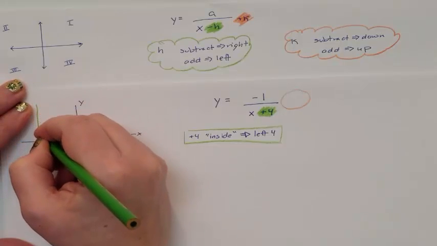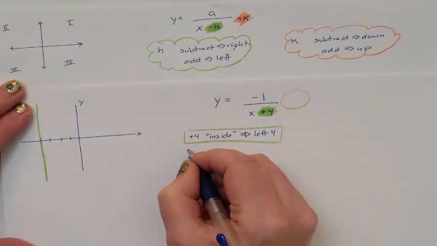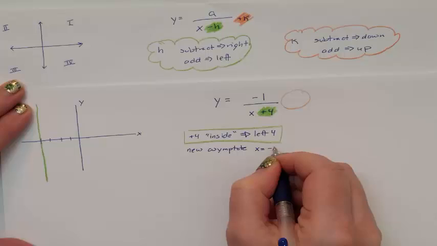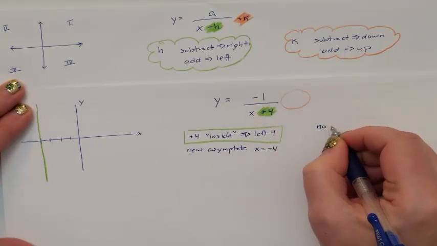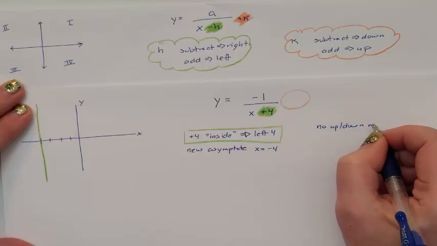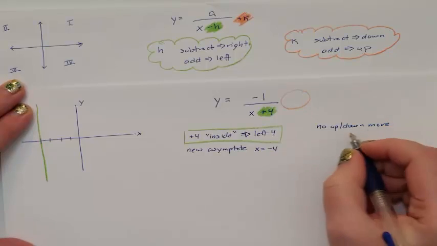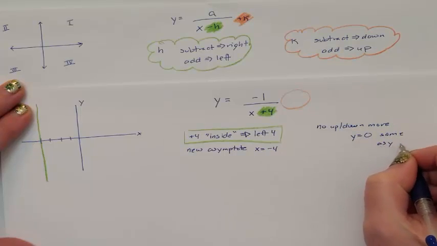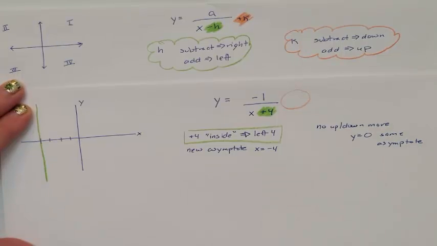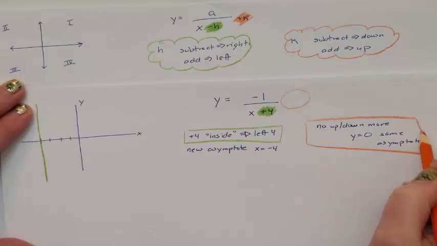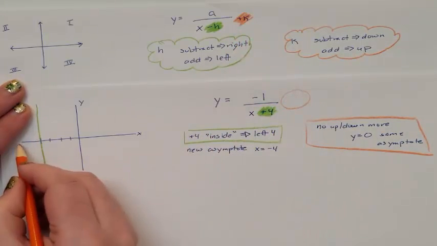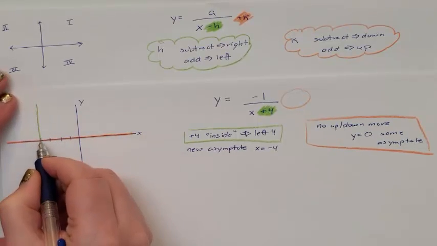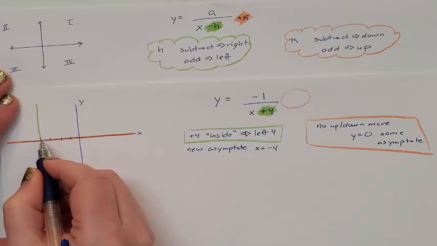And so here is my new asymptote. I'm going to write this gave me a new asymptote at x equals -4. I have no up-down move. And if I have no up-down move, that meant my asymptote stayed the same at y equals 0. So I'm going to go ahead and color this so you know why that was there, because it refers to these guys right here. And that meant my asymptote stayed right there. So we're going to treat this new intersection right here as our origin.